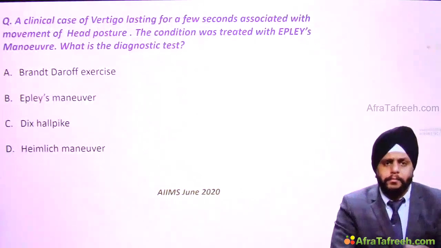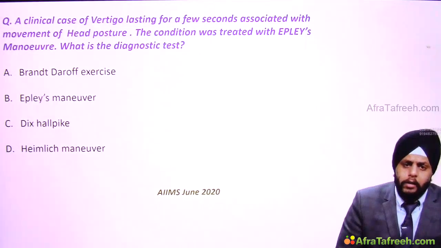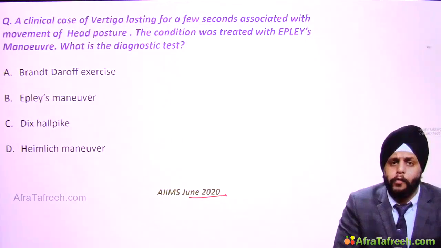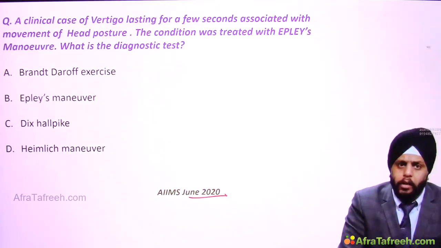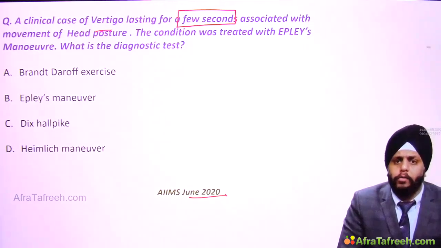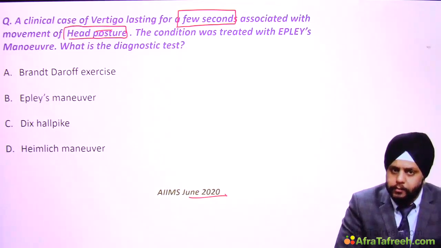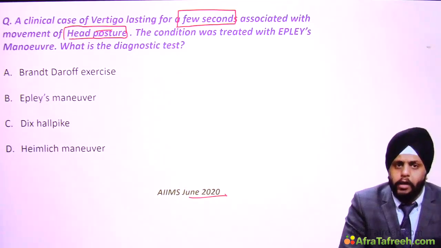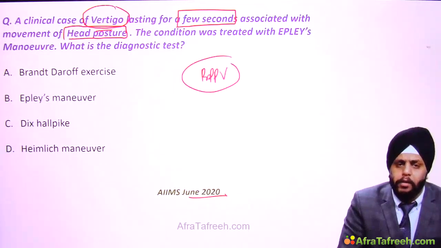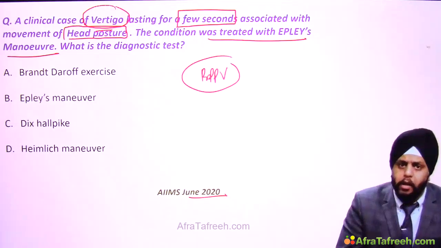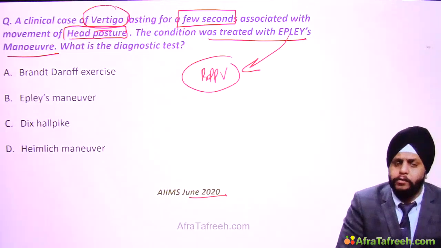Let's look at another question asked recently in the June 2020 exam. A clinical case of vertigo lasting for a few seconds. So you see, the patient has vertigo, and the vertigo lasts a few seconds, associated with movement of head posture. Our provisional diagnosis is BPPV. The condition was treated with Epley's maneuver. So the condition has already been treated, which confirms our diagnosis of BPPV.